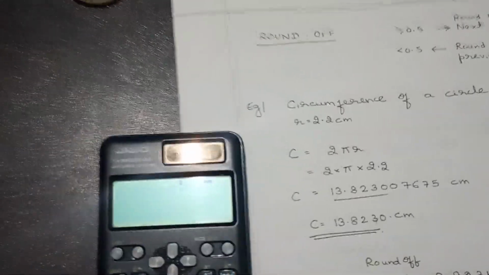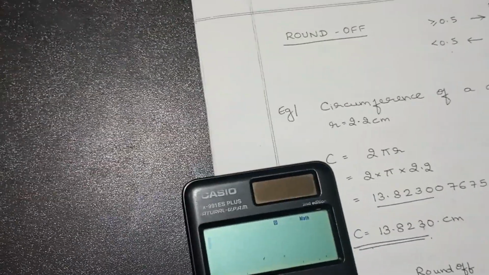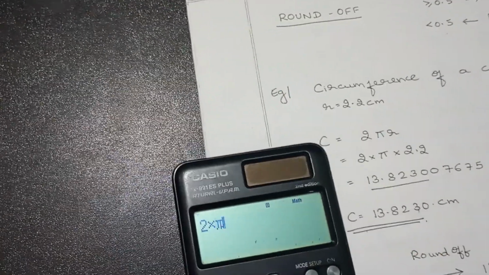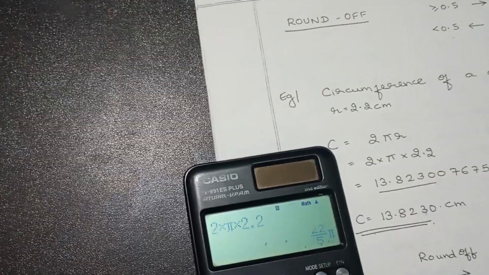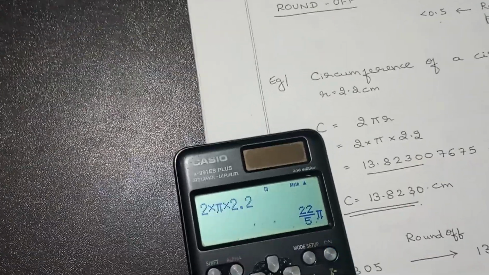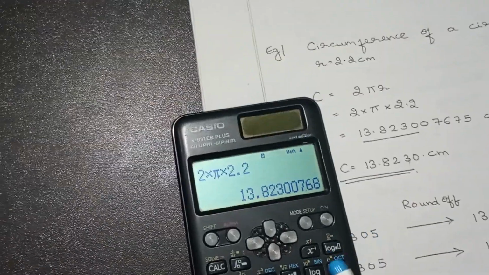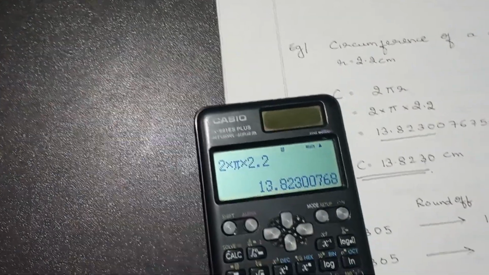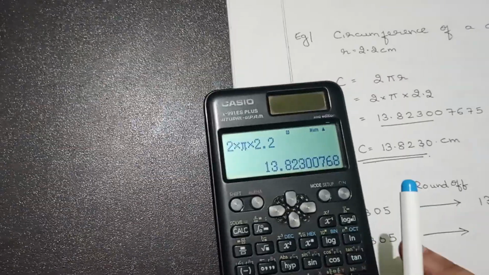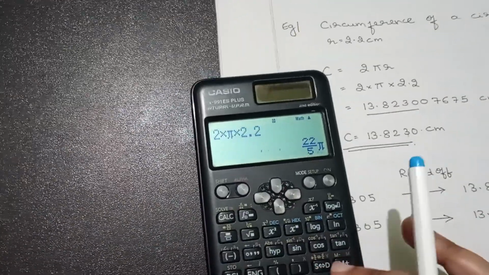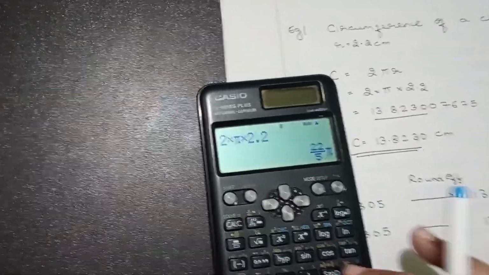So here we have already taken one example of the circumference of a circle. Suppose now I multiply 2 into pi into 2.2. What I get is a fraction. Now if I want to convert it to a number with decimal portions, I press S to D. If I want it back, I'll press S to D again, so it will come in the fractional form.